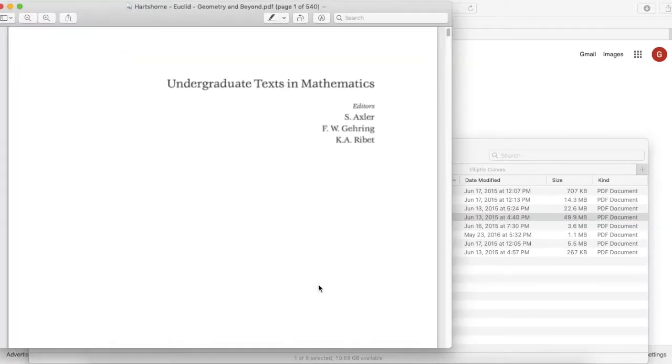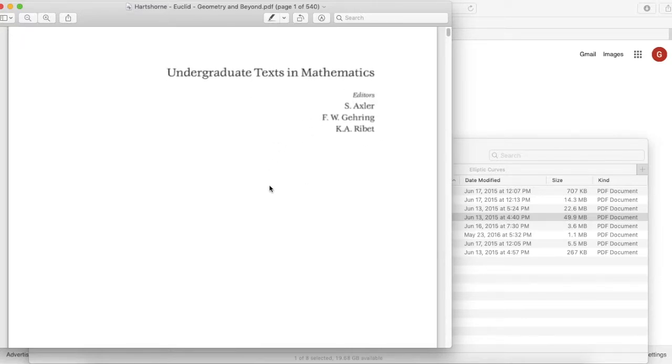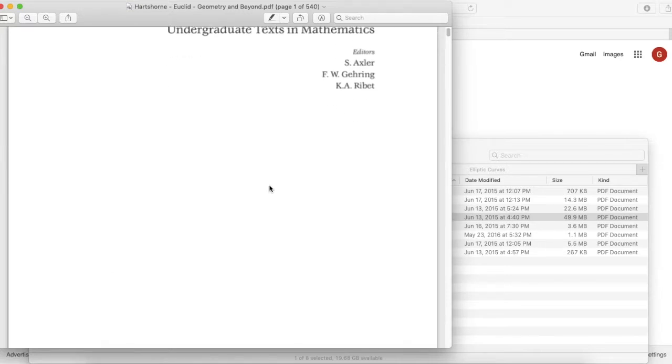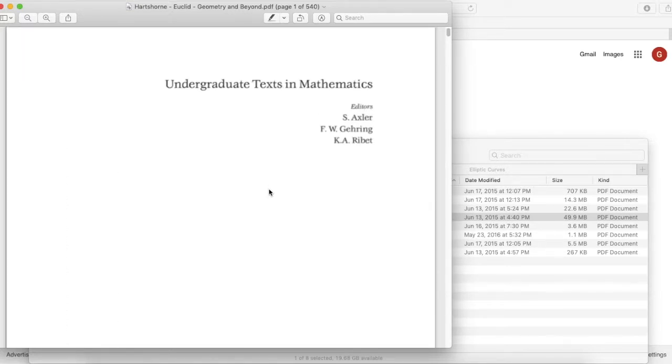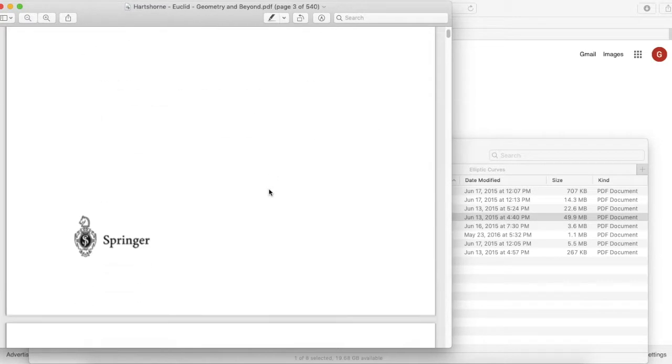So we have another one by the same guy. This is an undergraduate text. That's good. Oh, by the way, look at this. Here's Ken Ribet. He's been an editor of this series for a while, and remember, he's the one that proved the connection between Taniyama-Shimura and Fermat's Last Theorem.